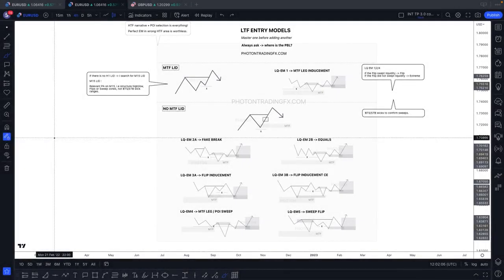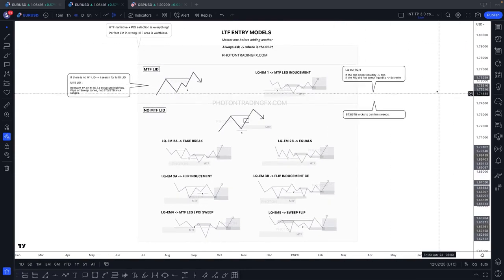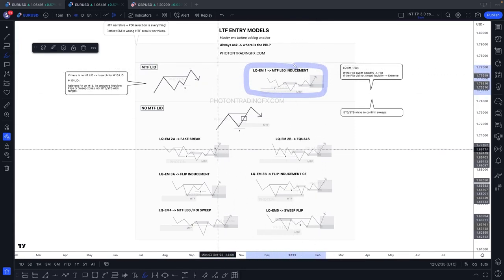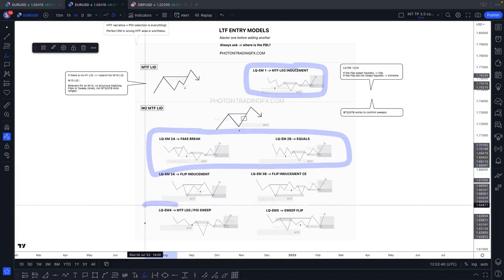So guys, back to the diagram. I want to make extremely clear the entry models that I'm using, the liquidity entry models, and the variables on the entry models themselves. So just stay with me with this diagram. It will help you understand everything much better. So, liquidity entry models. At the moment of this recording, I'm using entry model number 1, number 2, and number 4.